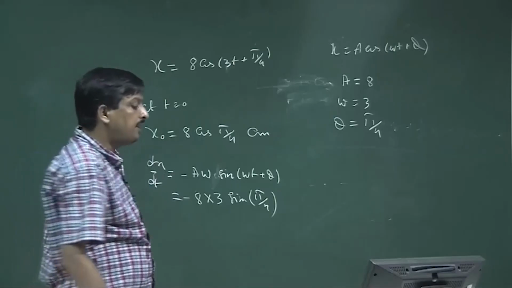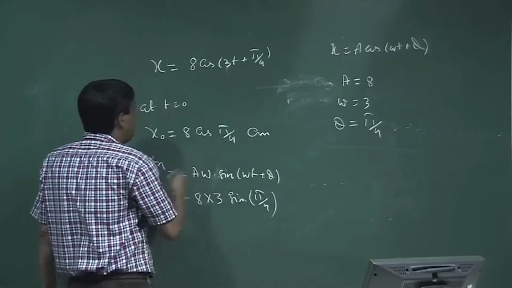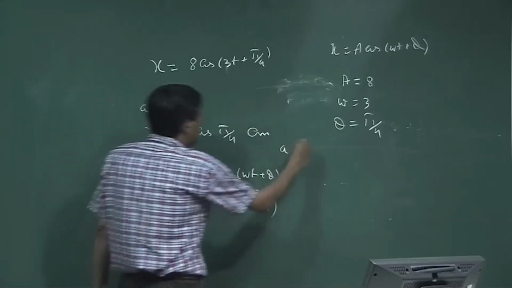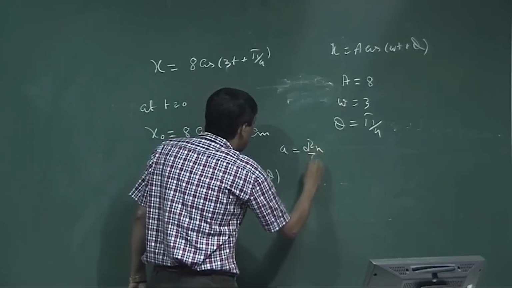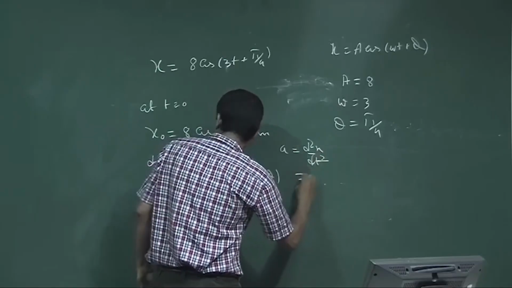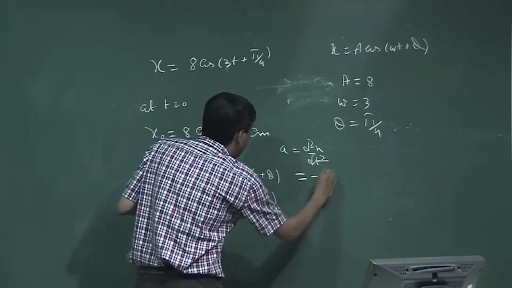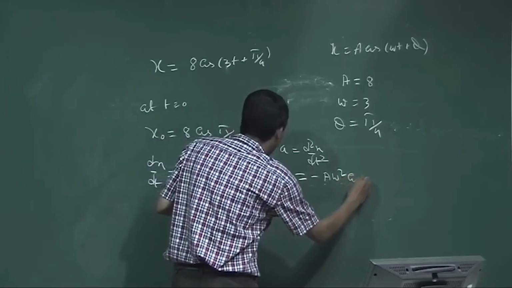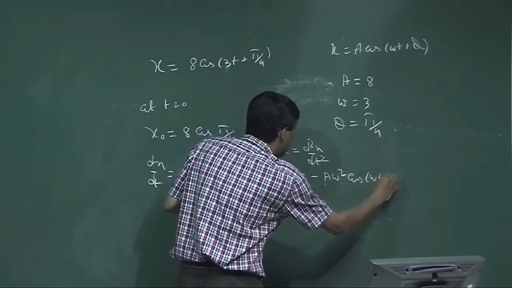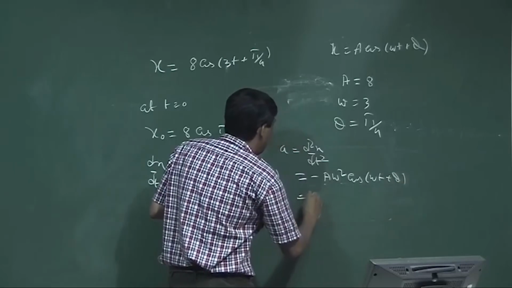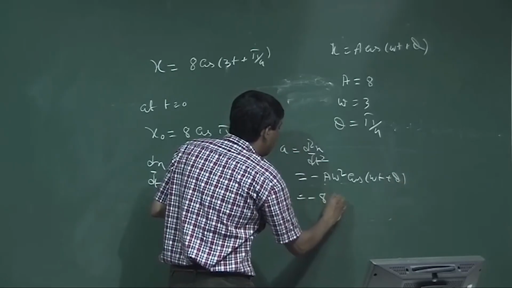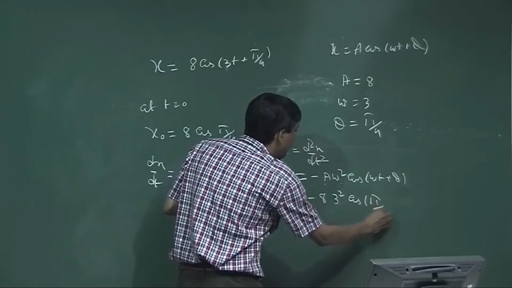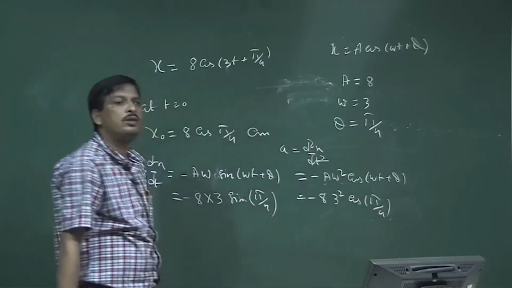Okay. Now, if I say what is the acceleration of this oscillation? Acceleration is nothing but d2x/dt square. So, it is nothing but minus A omega square cos(omega t + phi). So, again A is nothing but 8, omega square is 3 square, and cos is nothing but cos pi by 4 at t equal to 0.